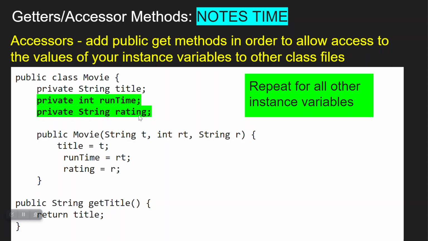Basically, just look at it and say, does it make sense that whoever's using these programs would want to access these values? And as long as it makes sense that they would want to be able to access those values, then you can go ahead and write a get method for it.